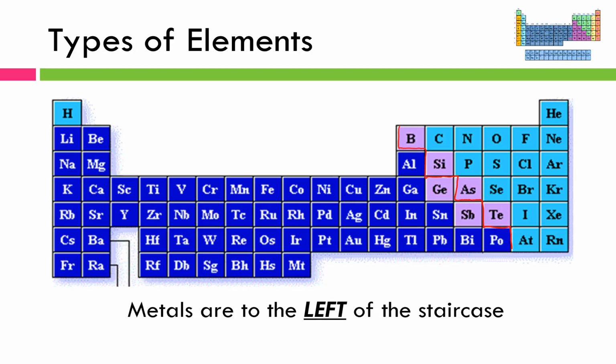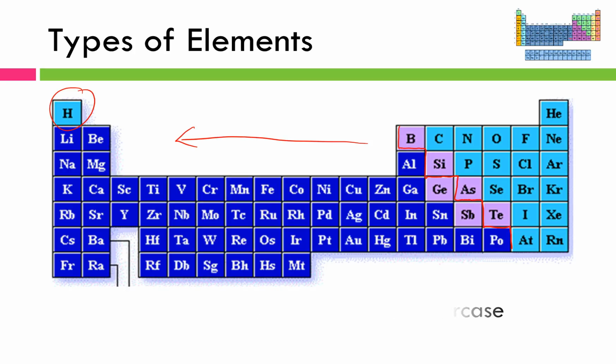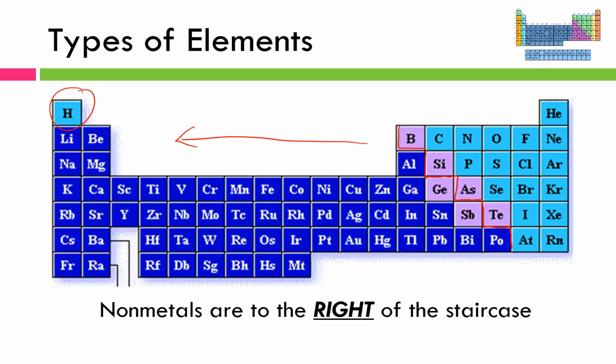We know that metals are to the left of the staircase, with one glaring exception. Hydrogen is of course a non-metal, and it's just kind of in a bad spot. Nonmetals are to the right of the staircase. So these are nonmetals. Let's go ahead and label them. Nonmetals. Metals. Really no exception to our nonmetals. All of these are non-metallic elements.